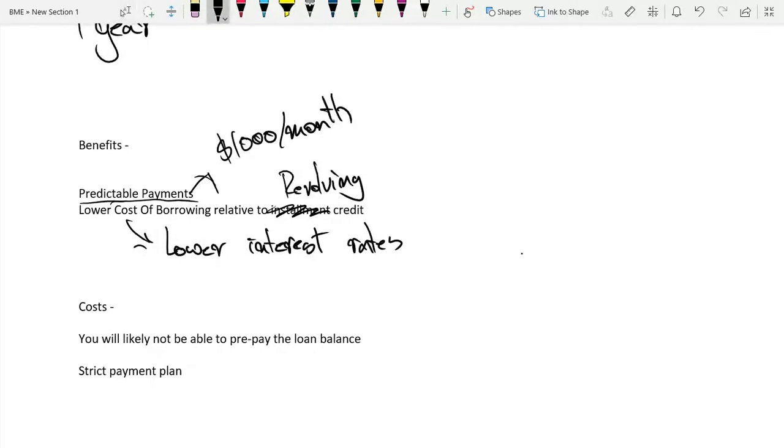Now the pros and the cons, so benefits and costs work as well, but let me just do pros and cons, just to keep it cohesive. You will likely not be able to prepay the loan balance. What this means is, let's say after a month, I can't say to the guy that I'm paying, can I just pay you back the $12,000 after this first month? It must be paid with the time. So you must pay the $1,000 each month. And there are times that you might be able to do this, but usually not. And then there's also that strict payment plan of $1,000 every month.